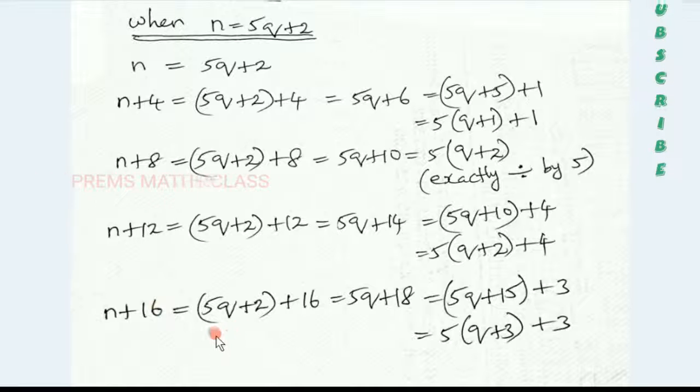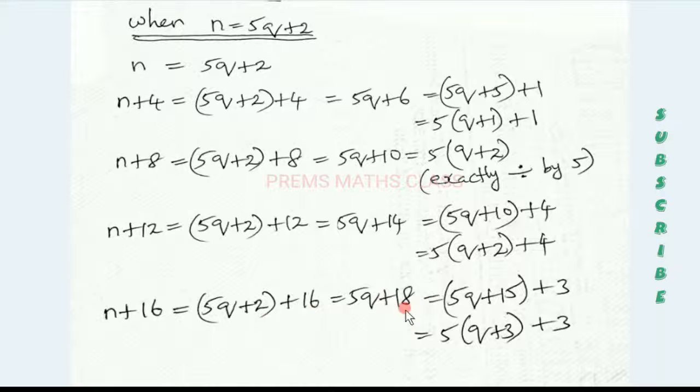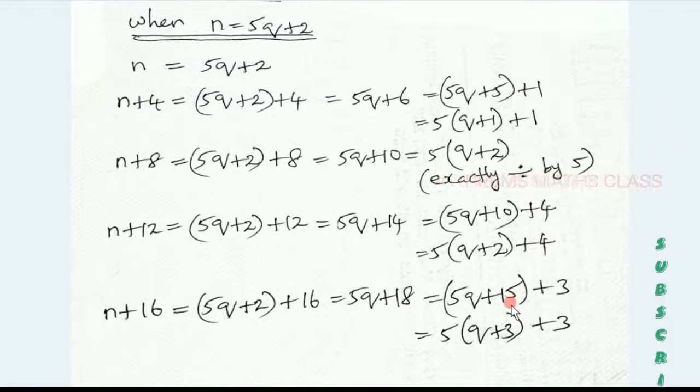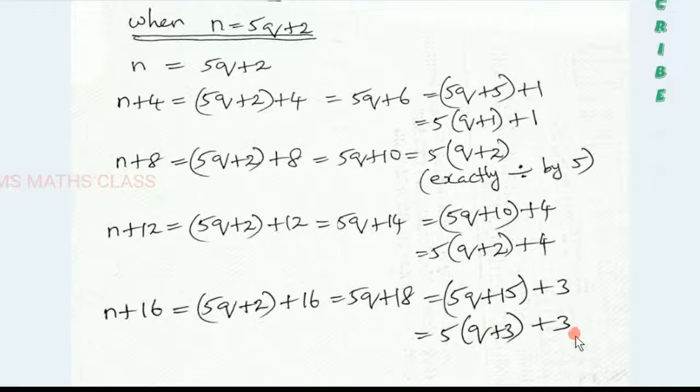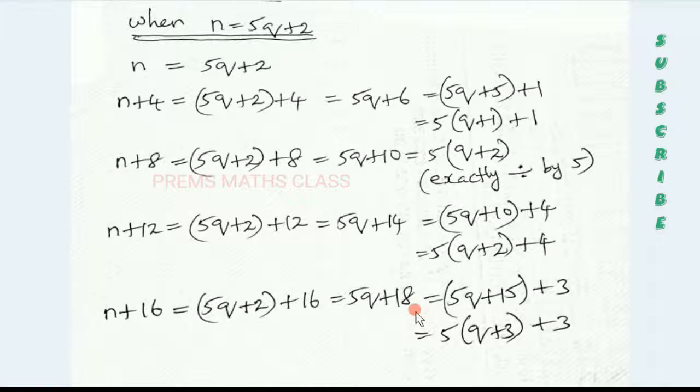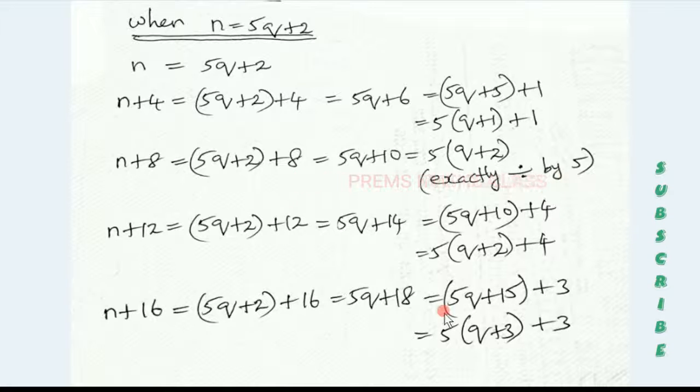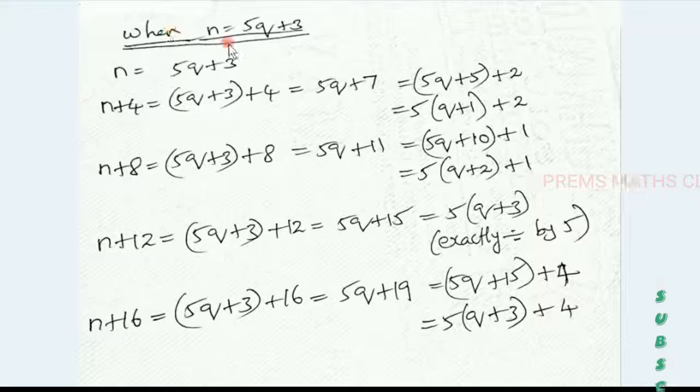Next, n plus 16. n is equal to 5 cube plus 2 plus 16. So 16 plus 2 is 18. Now 18 can be written as 15 plus 3. So we have to write in terms of multiples of 5. So 5 cube plus 15. Take 5 common: 5 into cube plus 3 plus 3. So the remainder is 3. So not divisible by 5. So out of these, only n plus 8 is exactly divisible by 5. Others are not divisible by 5.